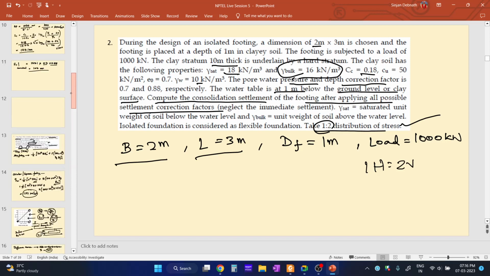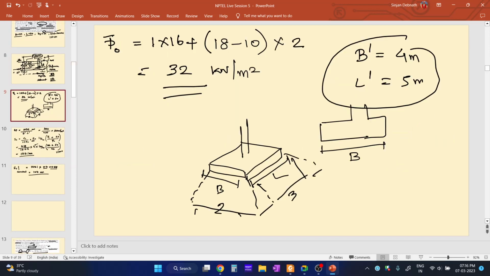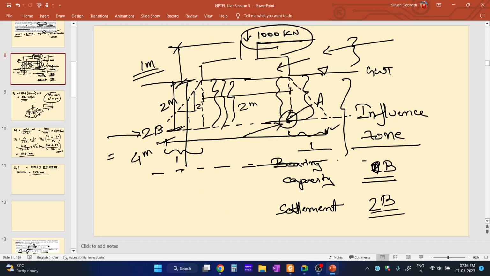So earlier in that problem, we considered 2:1 stress distribution. That means 2 vertical to 1 horizontal. We will use the same stress distribution ratio in this question also.